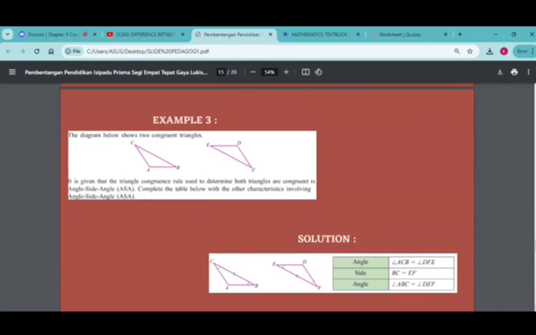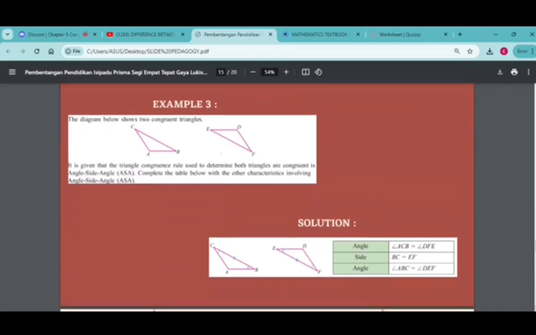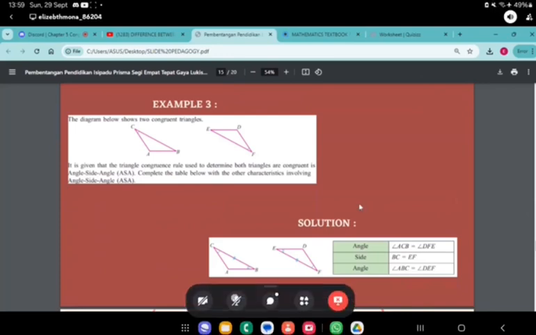Okay. For example 3, the diagram below shows two congruent triangles. It is given that the triangle congruent rule used to determine both triangles are congruent is angle side angle, ASA. Complete the table below with the other characteristics involving angle side angle, ASA. L, what is the solution for example 3?